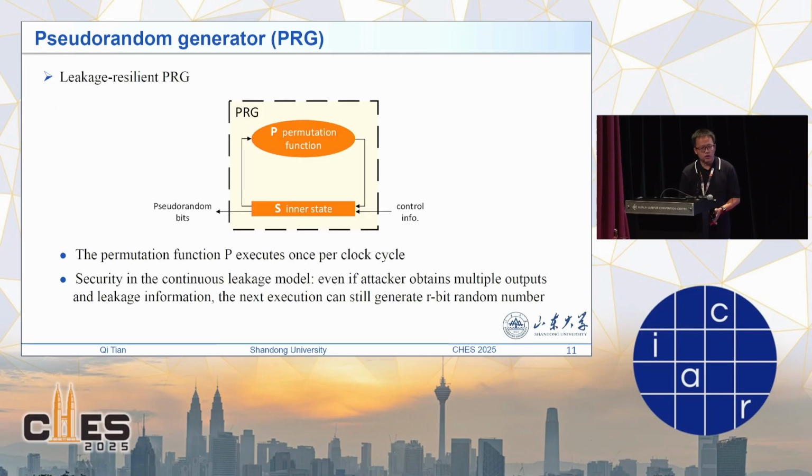For the PRG, we use a leakage-resilient PRG as shown in the figure. The permutation function P is executed once in each clock cycle to update the inner state S. And this PRG has an important property. Even if an attacker gets multiple outputs and some leakage information, the next execution can still generate a random number. And more security proof of this PRG can be found in Appendix C of our paper.